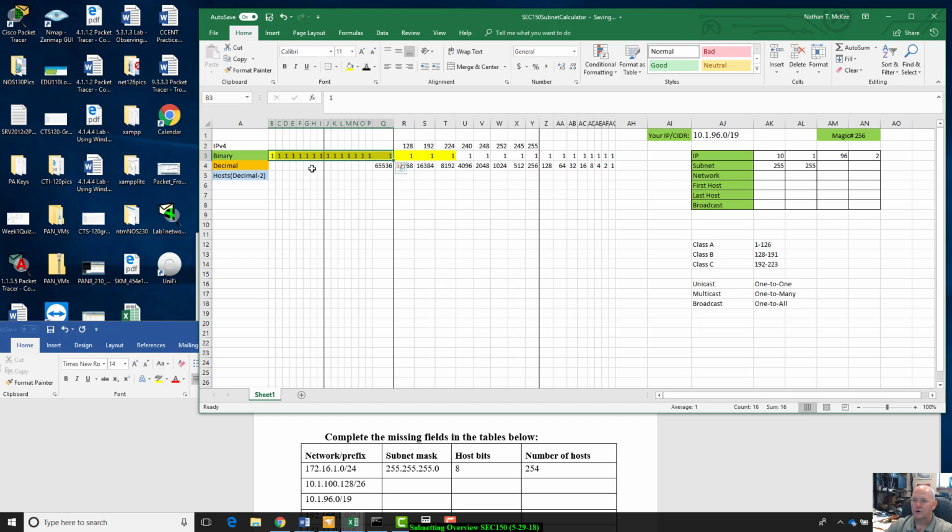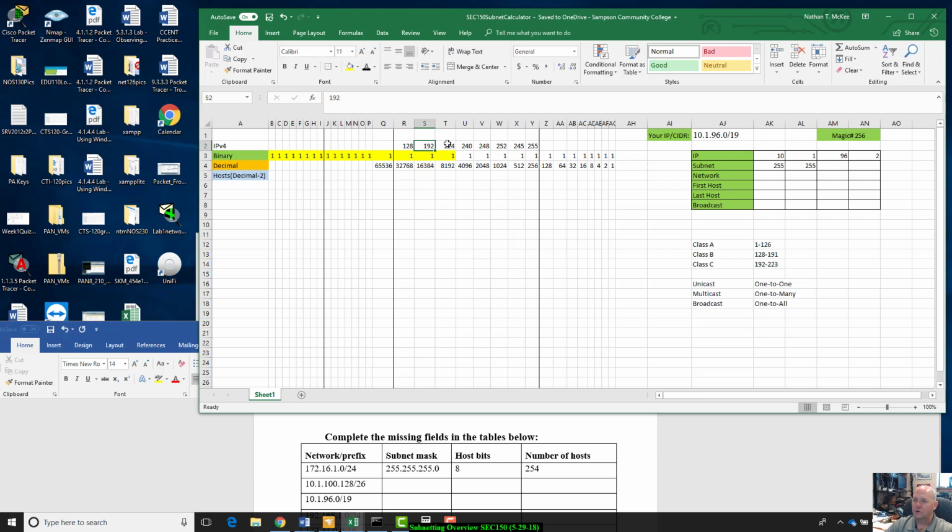Say if these were all my network bits, these are all my host bits. I can chop off these bits to make separate subnets if I want to chop these up more. Just remember, half of 256 is 128. Half of 128 is 64, so 64 plus 128 is 192.